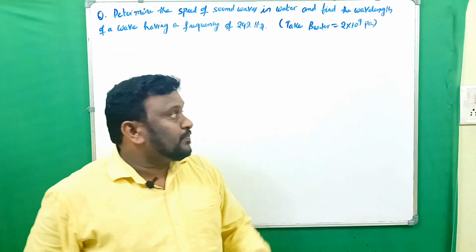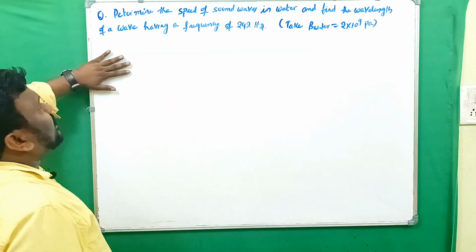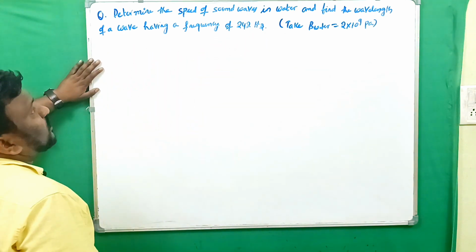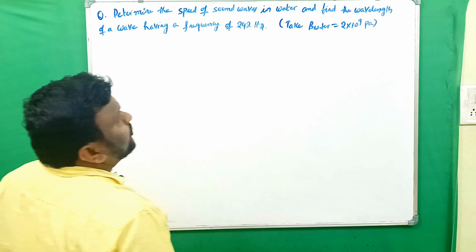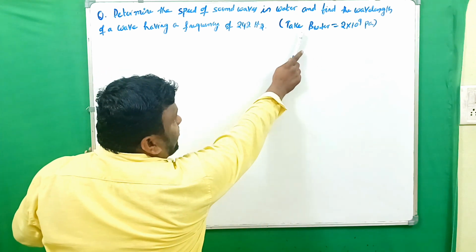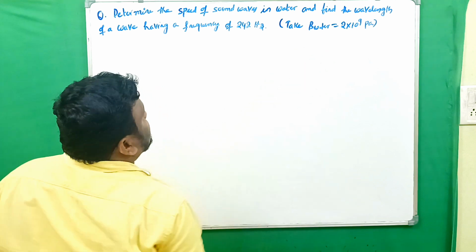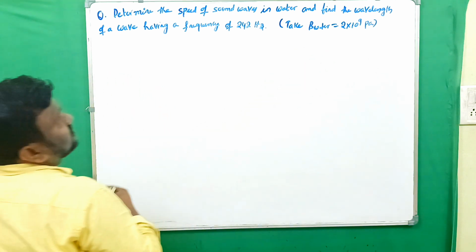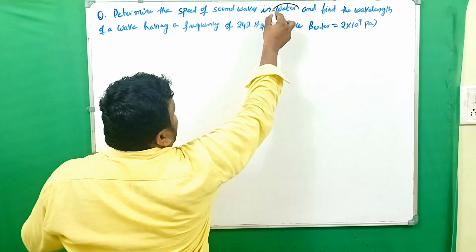Let's see another problem. Determine the speed of sound waves in water and find the wavelength of a wave having a frequency of 242 hertz. Take the bulk modulus of water as 2 into 10 to the power of 9 Pascal. Determine the speed of sound waves in water.